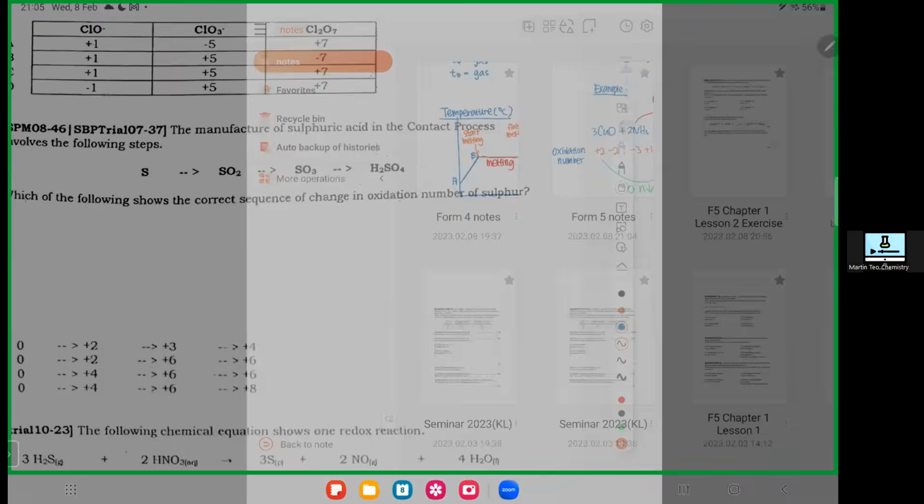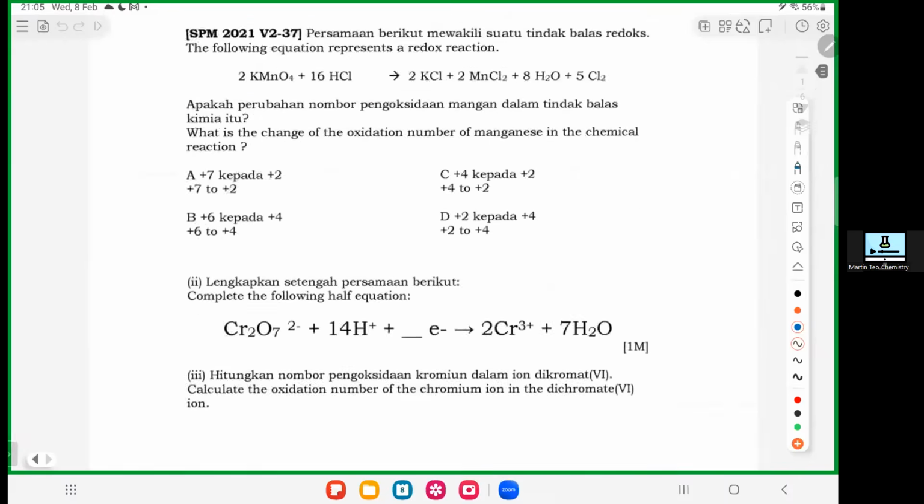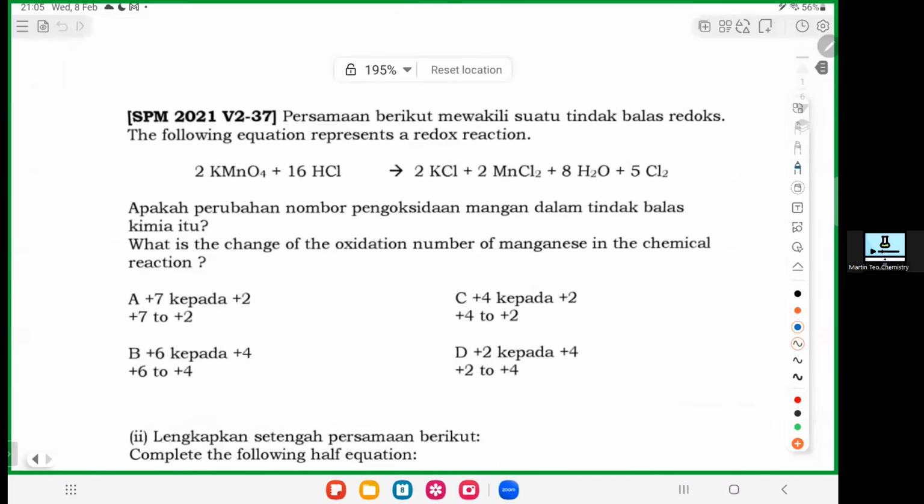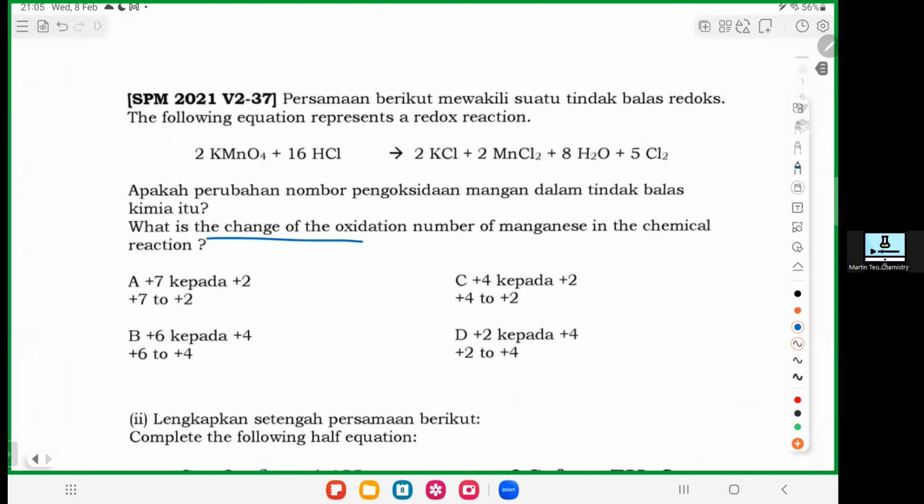Okay, so now let me show you some questions here. This one is a real SPM past year question from 2022. They give you a chemical equation and say this is a redox. The question asks, what is the change in the oxidation number for the manganese in a chemical reaction? Manganese is the Mn here. So use whatever we learned today.